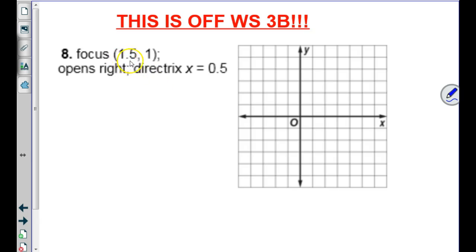If the focus is at 1.51, and the directrix is at x equals 1/2. Whoa, pretend I could draw. Where's the vertex, guys? Conceptually, it has to be smack dab in the middle of those two things. Yeah, I'm thinking it's at 1, 1.